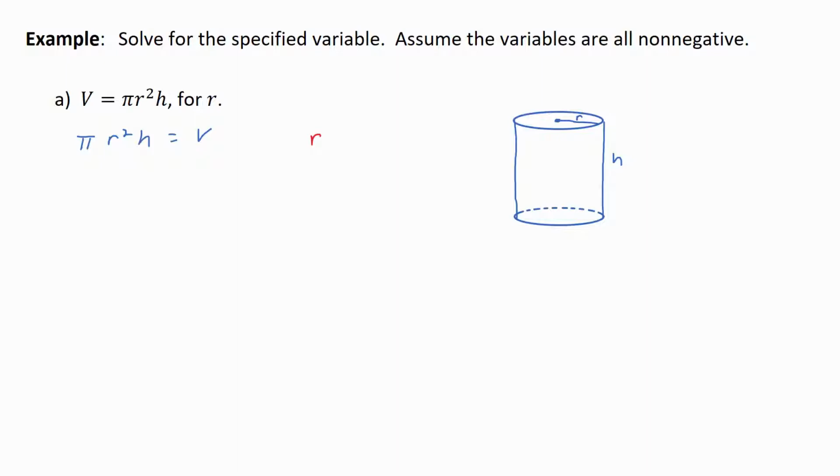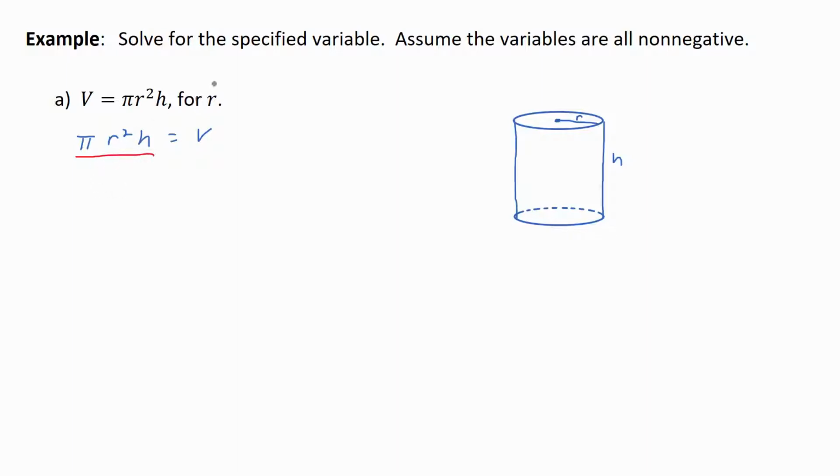In order to solve by taking roots, we need to first isolate r squared. How do we isolate r squared? Well, you have to think about the operation that attaches it to the pi and the h. Both times the operation is multiplication. So how do you undo multiplication? How do you reverse multiplication? You divide. And so we're going to get r squared by itself first of all.